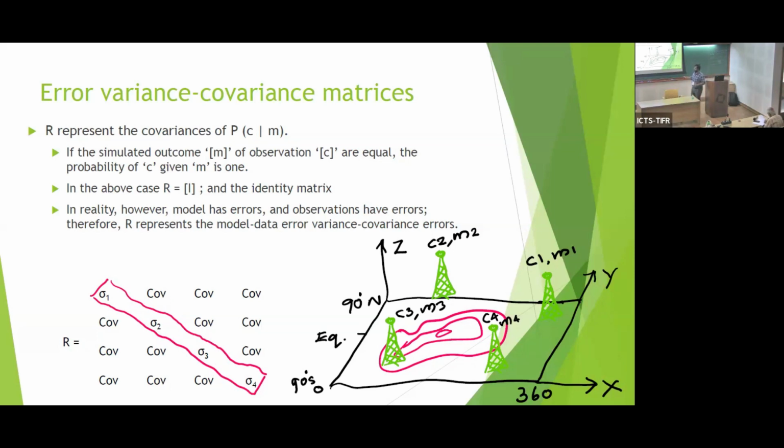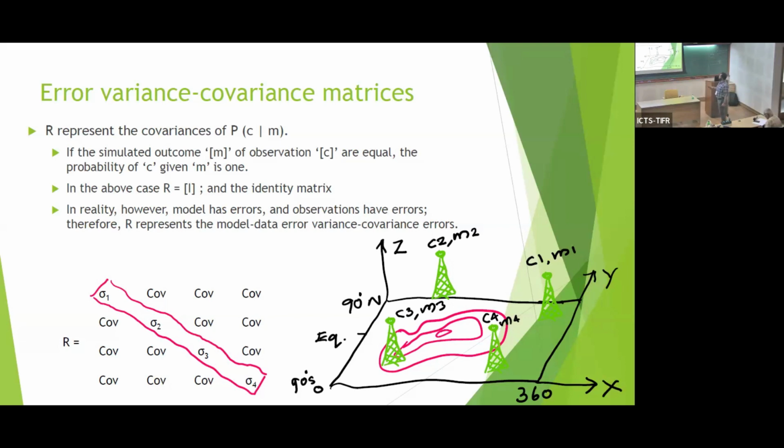So by now you know this is the Earth and this is the field X. There are many towers. Earlier I had only one tower, now I have 4 towers. On all these 4 towers, I am going to make measurements of C. Let it be C1, C2, C3, C4. It's a time series of measurements. Okay, so R represents the variance of P, C given M.